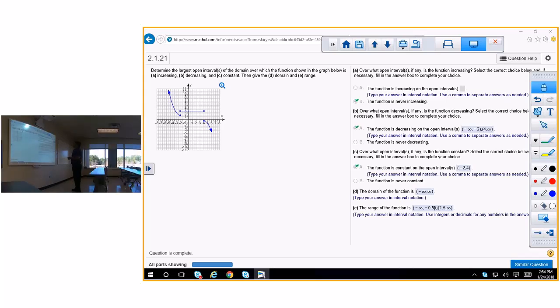Is the function... it says the function is in open intervals. Open intervals. Where is the open interval? Here is the open interval right here.